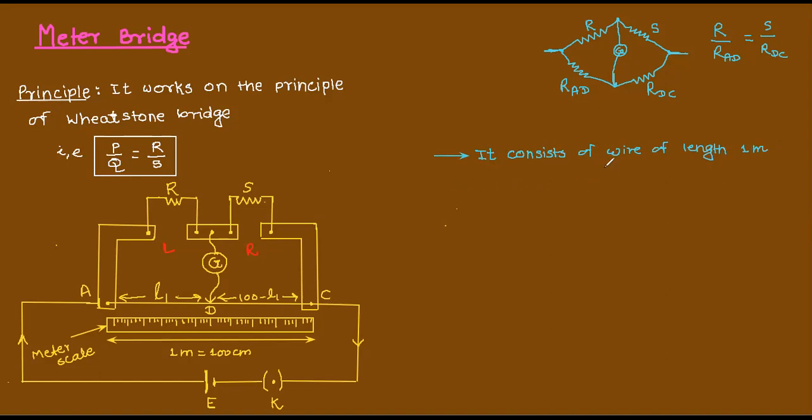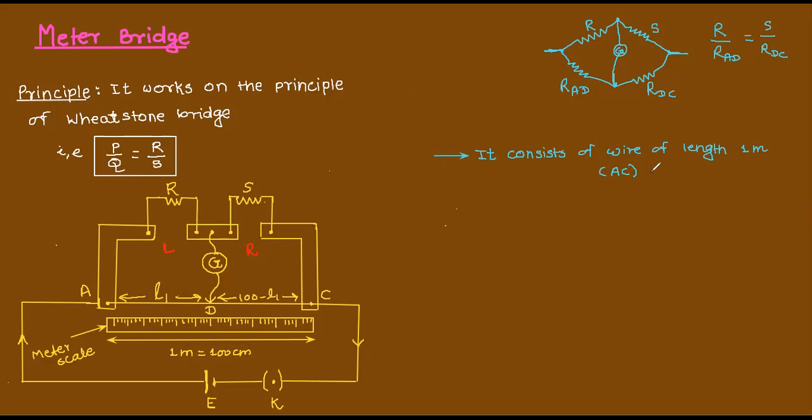You can see in the figure, AC, from A to C point, this wire is there, no? This wire is of 1 meter. 1 meter is equal to 100 centimeter. Already I have denoted it here below. Okay, next.